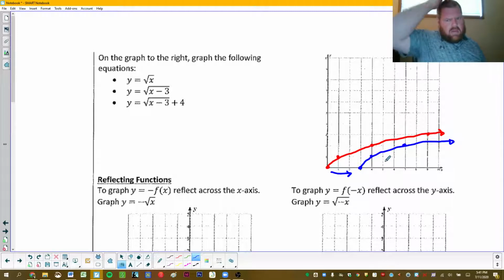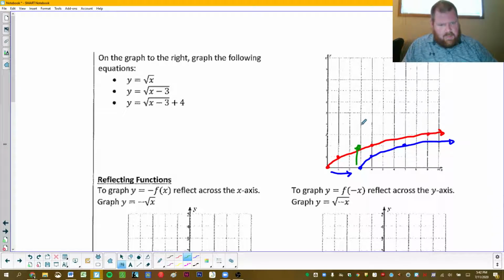The third one, y equals square root of x minus 3 plus 4. That plus 4 being outside is going to move it up 4 spaces. I can look at this one 2 ways because I've dealt with a building block mentality here. I could either take square root of x, the red one, move it 3 units right and 4 units up, or I can just take this blue one and move it 4 units up and be good to go. So 1, 2, 3, 4.